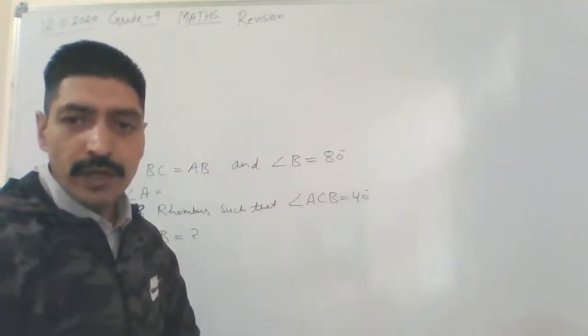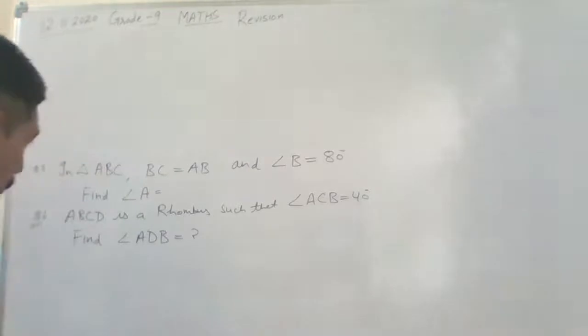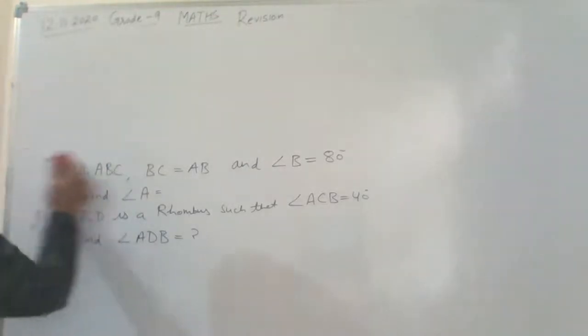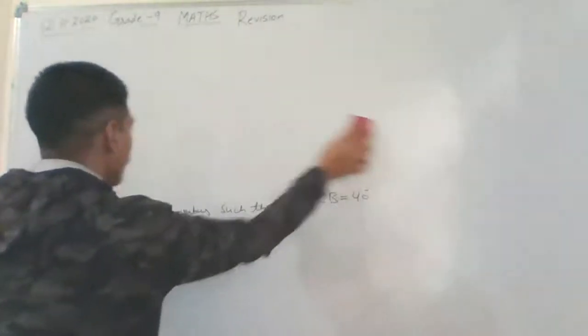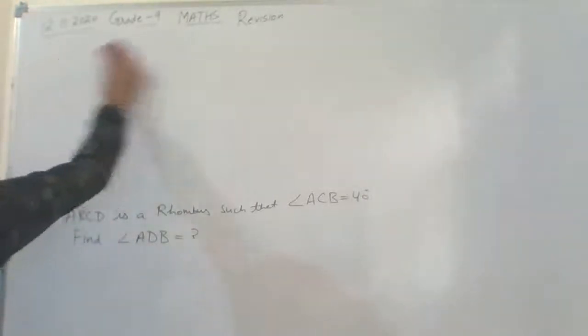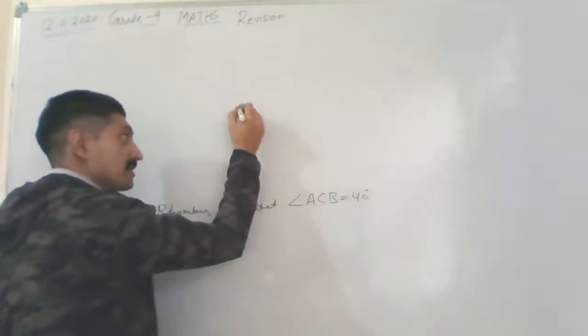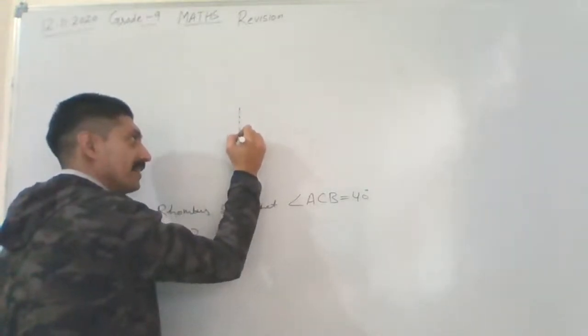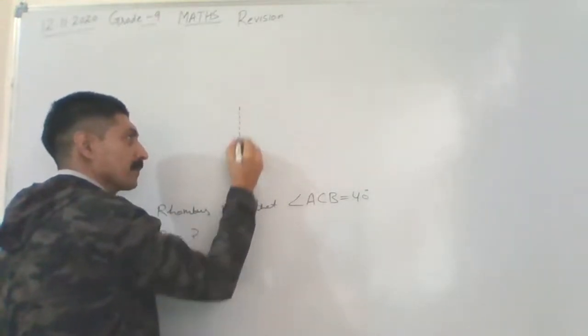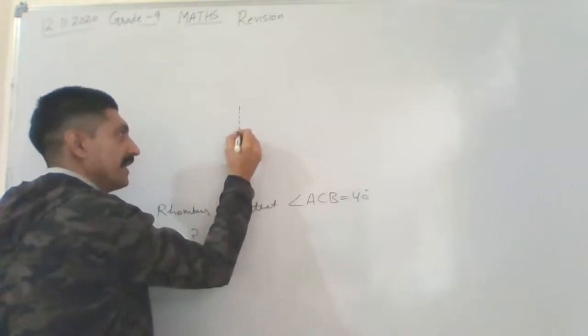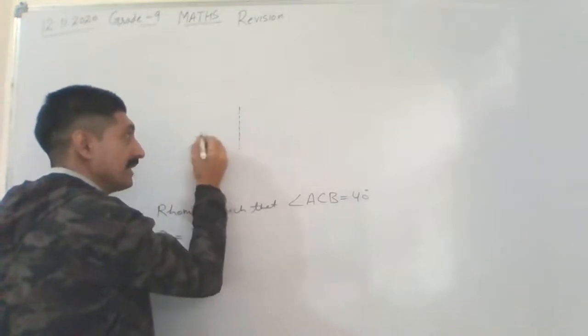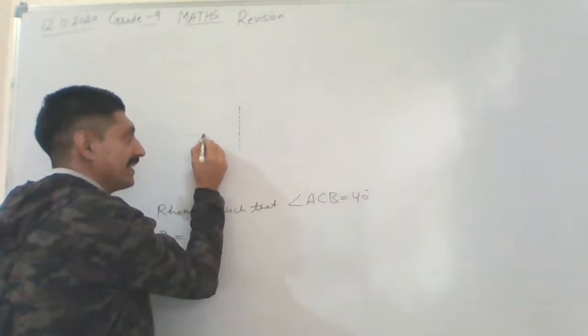So 140 degrees is about question number 6. Rhombus. How to draw a rhombus? I hope you have understood how to draw a rhombus. In a rhombus, we know the diagonals bisect each other first, and second, they bisect each other at 90 degrees.